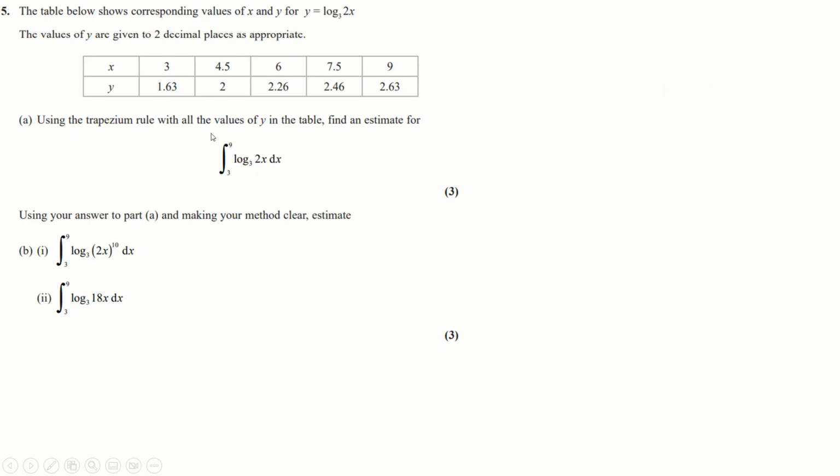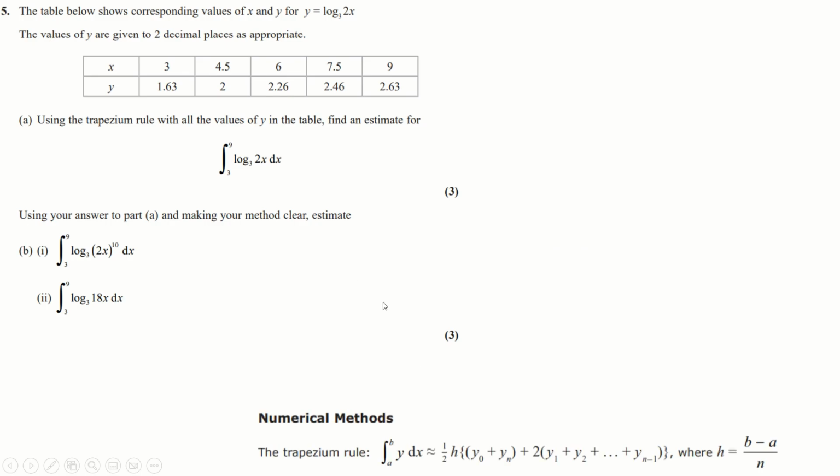Question number 5 is about the trapezium rule, which is, I'm laughing. It's also in the formula book, obviously. And you're even told everything you need, right? a and b are 3 and 9, so we're going to get h is 9 minus 3 divided by n. Now, n is the number of trapeziums you use. There's one between 3 and 4.5, so that's one trapezium here. There's another in between here, another in between here, and another here. So that's 4 trapeziums, so n is 4.